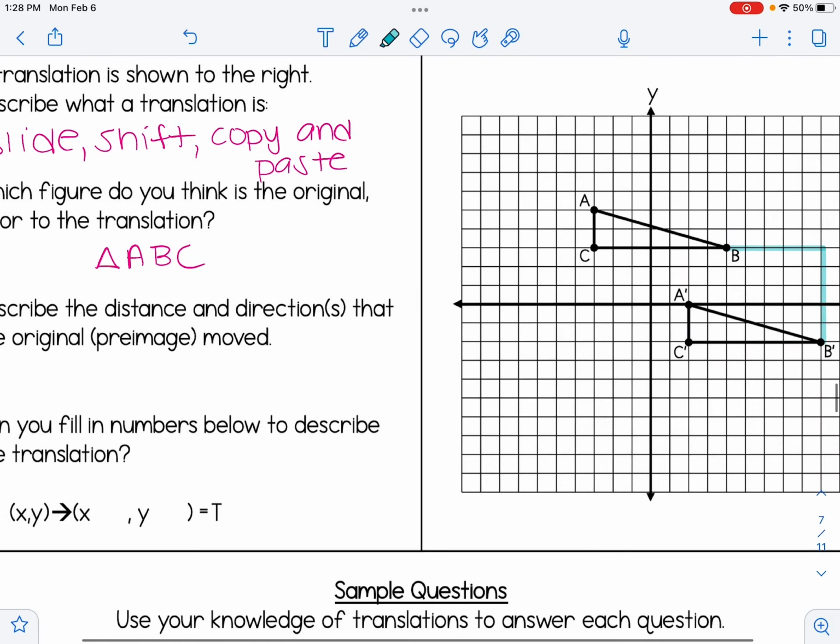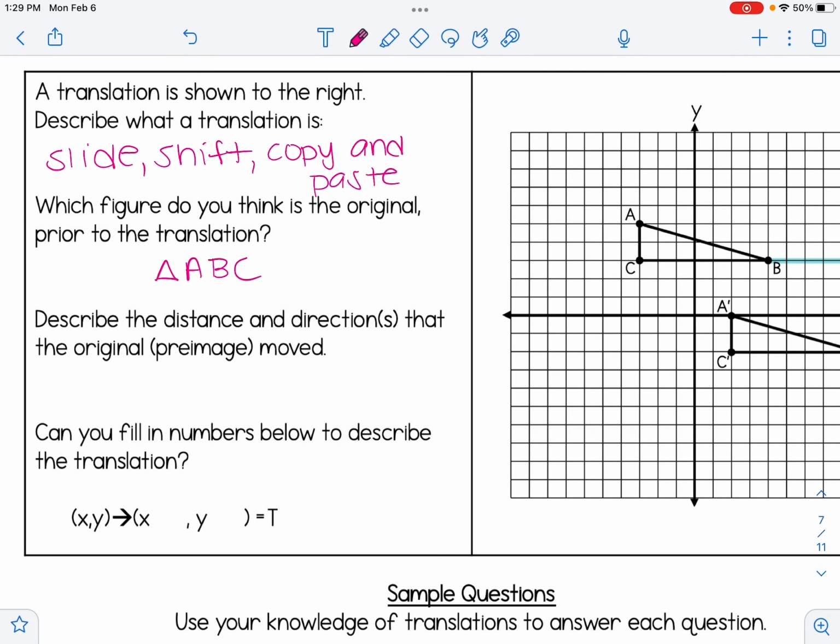So when it's asked to describe the distance and the direction, I'm going to say that it was moved 5 units right and 5 units down. That's how we would describe this translation in words. But very often we're asked to describe it symbolically or in kind of a notation format. So it says, can you fill in the numbers below to describe the translation?